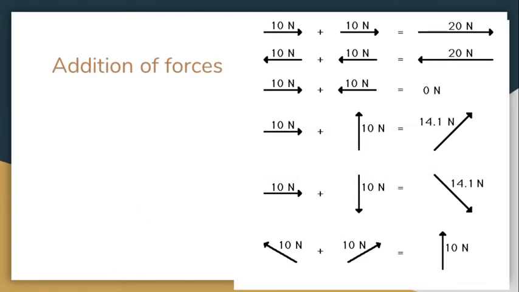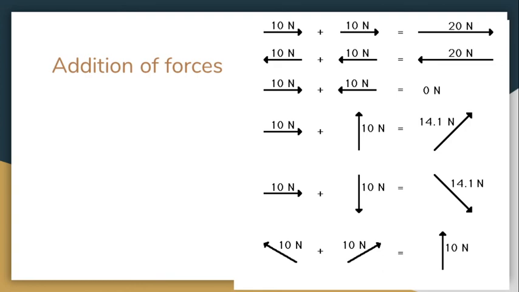This is the addition of forces. 10 Newton towards right plus 10 Newton towards right equals 20 Newton towards right. The same is in the left case: the answer is 20 Newton towards left. And the next case, 10 Newton towards right plus 10 Newton towards left, is obviously 0 Newton. That is, these two forces of the same magnitude but opposite direction cancel each other.